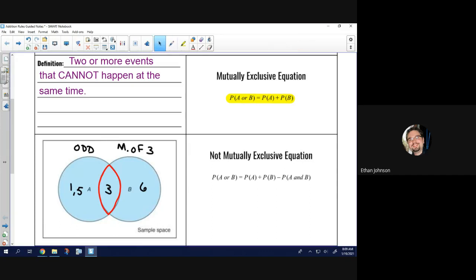So what we have to do is find the probability of A, it being odd, plus find the probability of B, it being a multiple of 3, minus the probability of A and B, aka what I like to call sometimes our overlap.